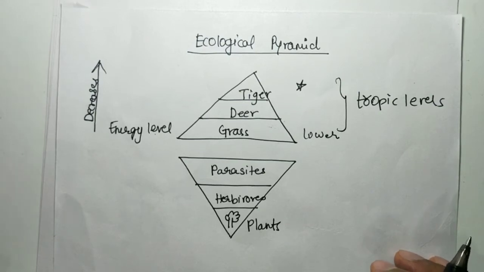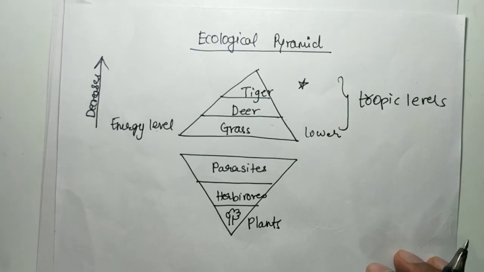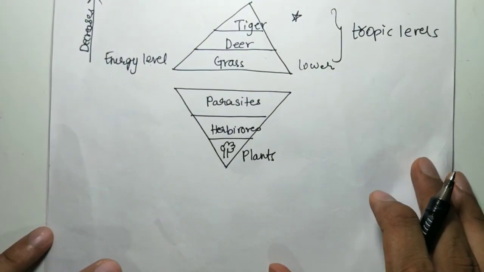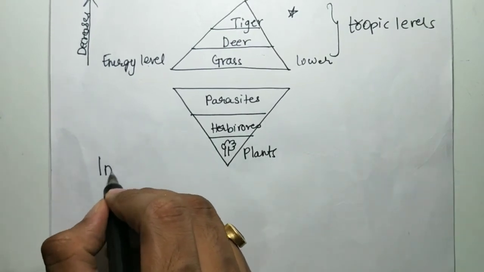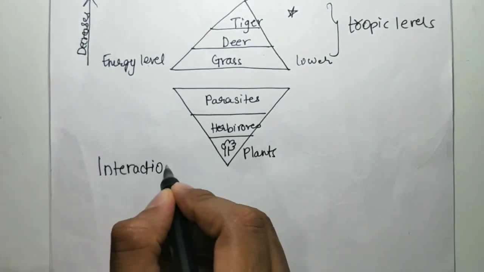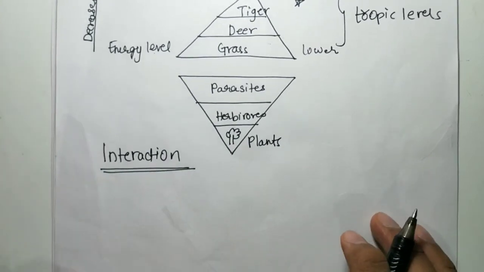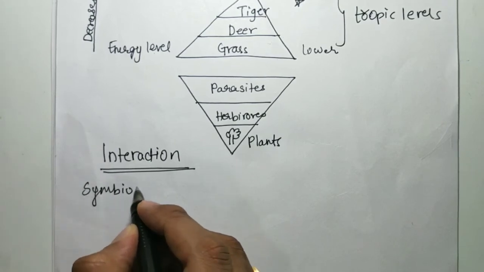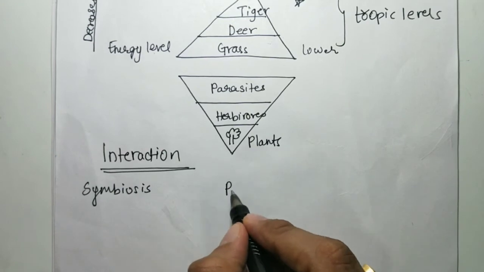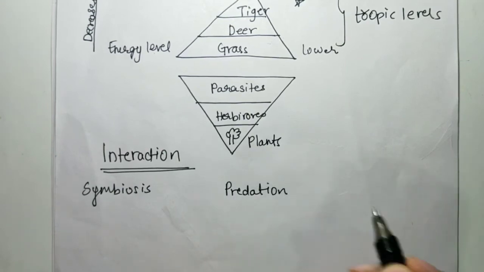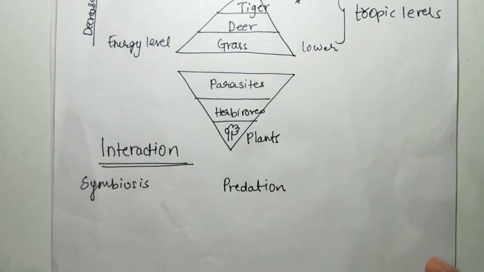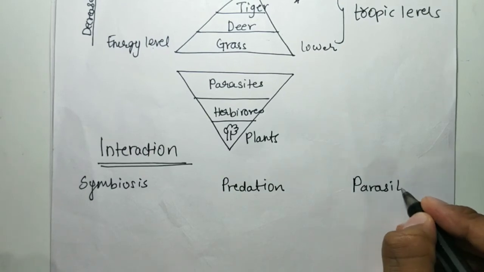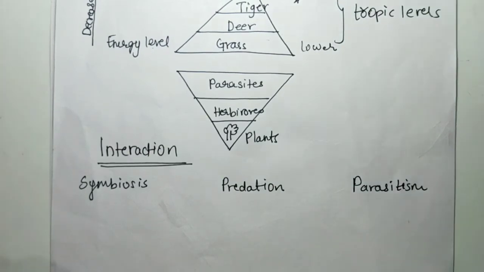Okay. Next we will study the interaction between different organisms in an ecosystem. Now there are three types of interactions: symbiosis, predation, and parasitism. I'll explain each one.